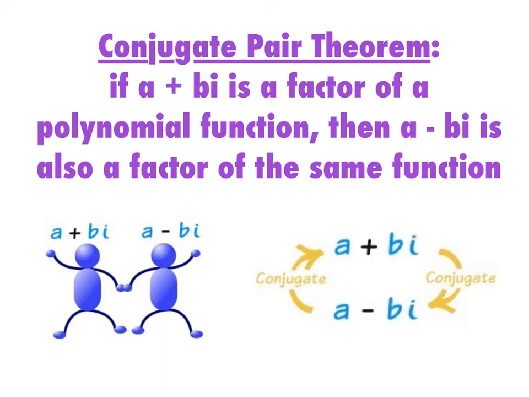Going along with the fundamental theorem of algebra is the conjugate pair theorem. Now remember, a complex number can be expressed as a plus bi, where a is the real part and bi is the imaginary part. In order to eliminate that middle term when we FOIL out, if you remember, we use the conjugate. So if a plus bi is a factor of a polynomial function, then a minus bi is also a factor of the same function.